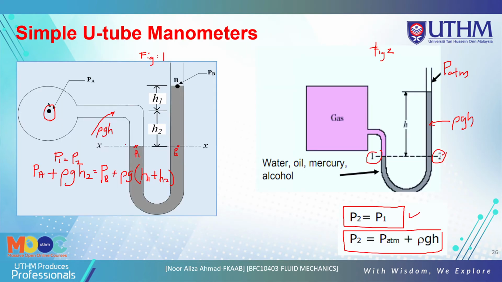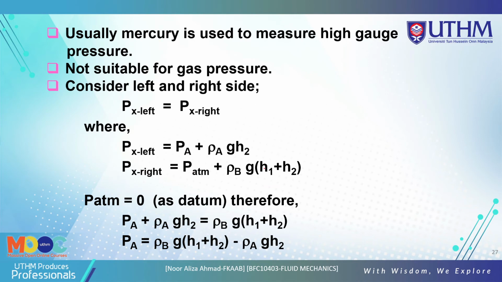Okay, the P atmosphere is PB. Okay, PB plus rho g (H1 plus H2). That's why we get this one. So if the P atmosphere is 0 as gauge data, just put the atmosphere at 0. So they have no atmosphere here.